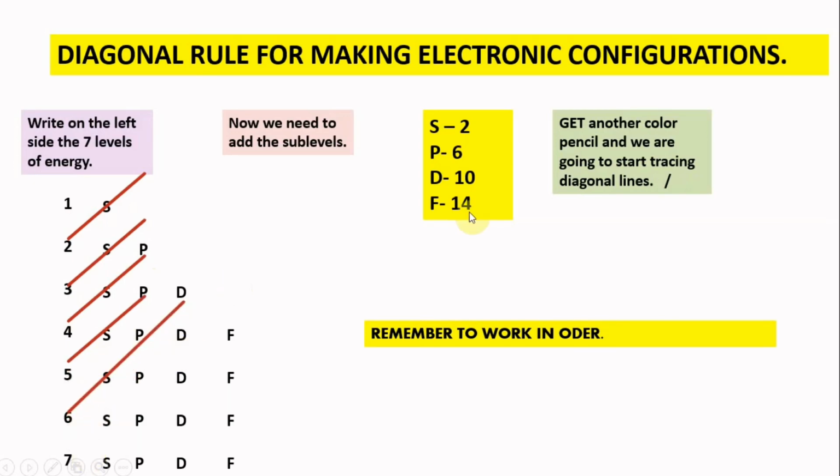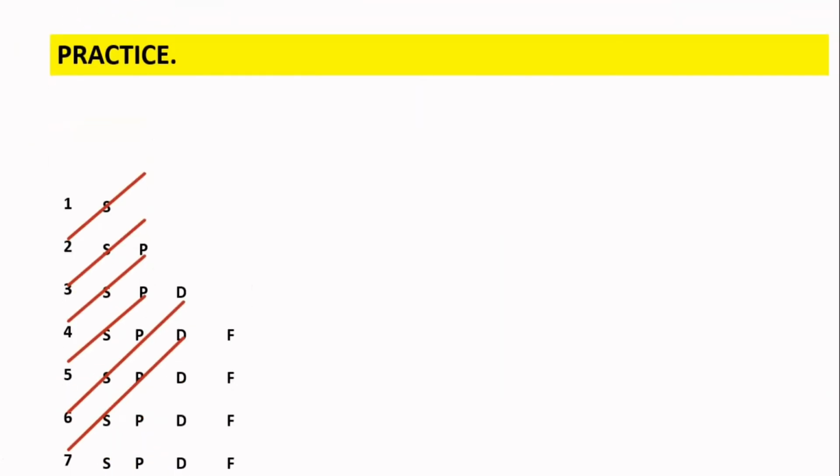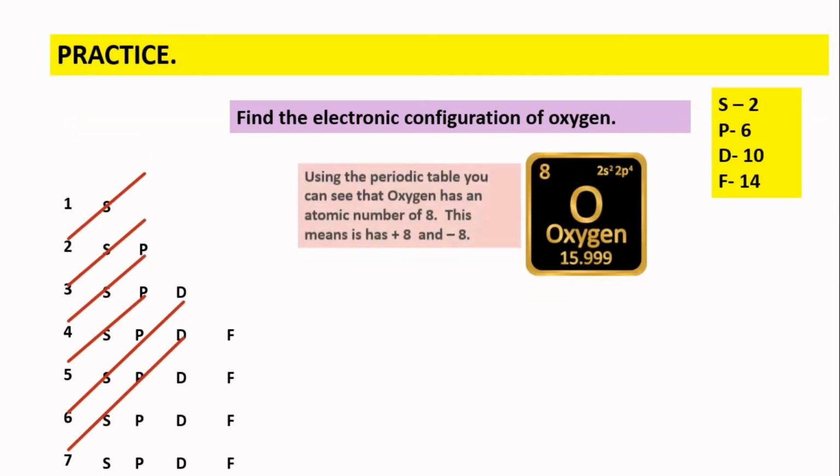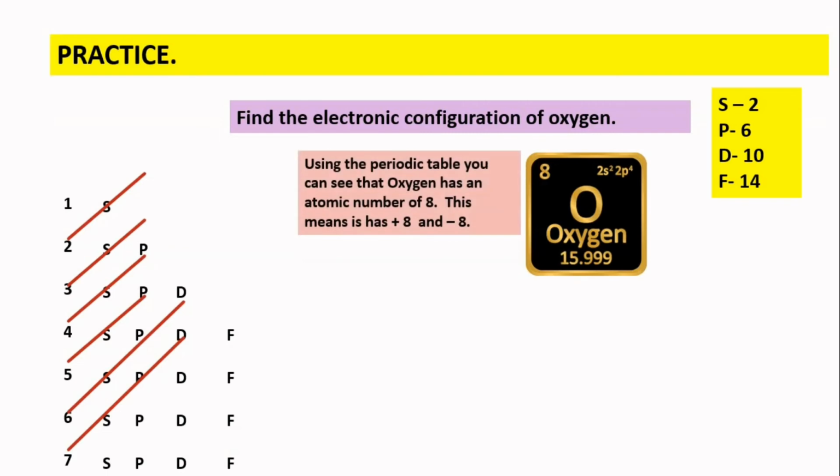Now let's practice. Let's find the electronic configuration of oxygen. Using the periodic table, you can see that oxygen has an atomic number of 8. This means it has 8 protons, which are positive, and 8 electrons that are negative.